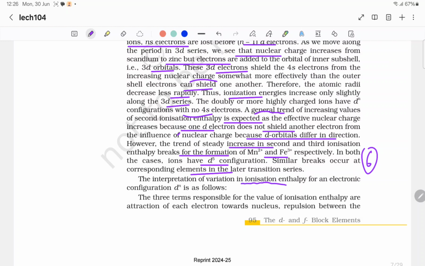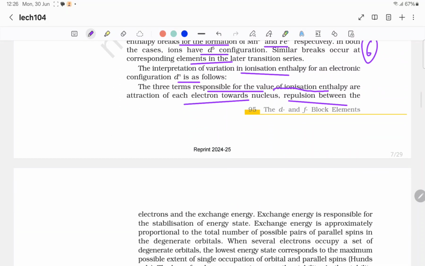The interpretation of variation in ionization enthalpy for an electronic configuration d^n is as follows. The three terms responsible for the value of ionization enthalpy are attraction of each electron towards nucleus, repulsion between the electrons, and the exchange energy. So this is important. The three terms responsible for the value of ionization enthalpy are attraction of each electron towards nucleus, the repulsion between the electrons, and the exchange energy.